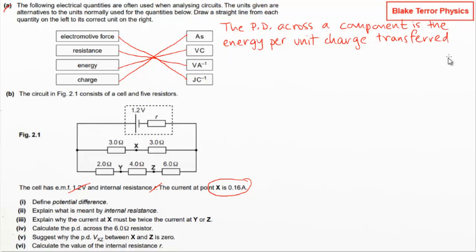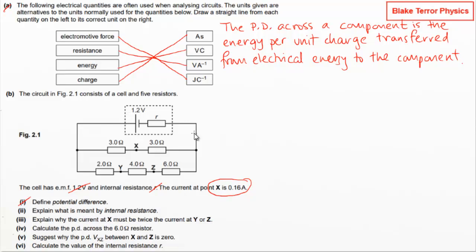and now we have to say where it's being transferred from and to. So we're going from electrical energy, and now we get the payoff of having contextualized our PD at the beginning by saying to the component. So it all fits together nicely. Right, so that's that one.